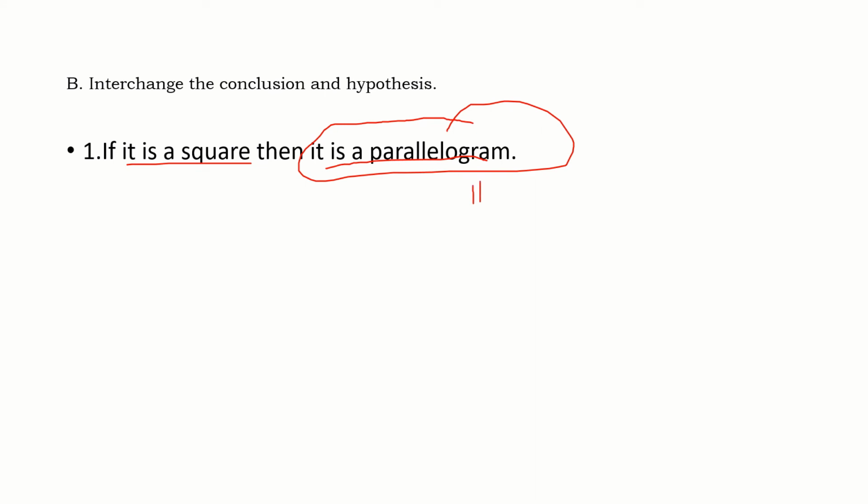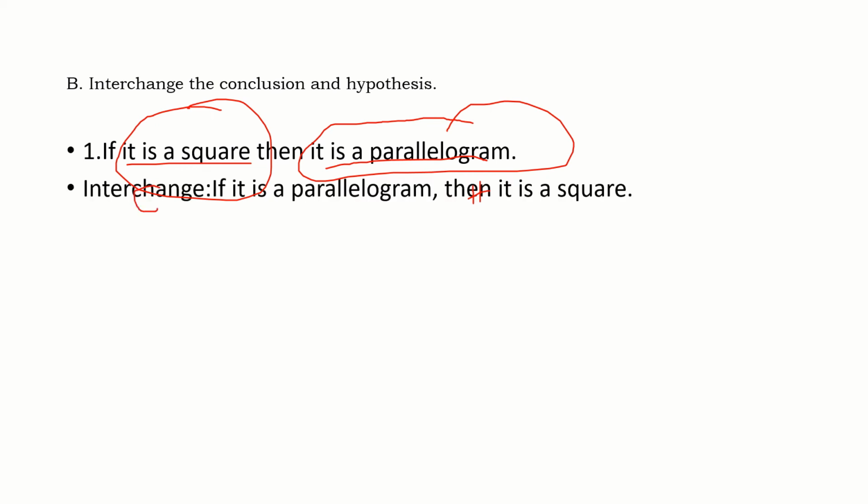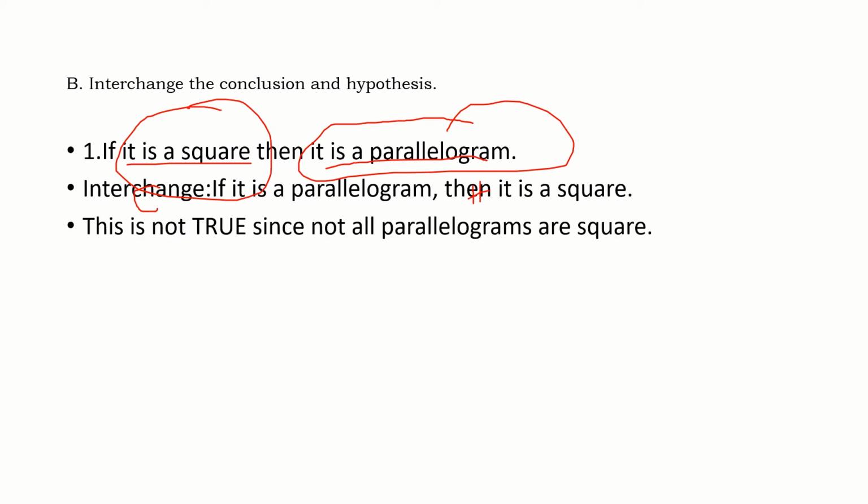Then, yung conclusion nyo, ang gagawin nyo na hypothesis, at yung hypothesis ngayon, ang gagawin nyo na conclusion. Okay. So, interchange. So, if it is a parallelogram, then it is a square. Okay. So, pagbabaliktarin nyo lang. So, this is not true since not all parallelograms are square.